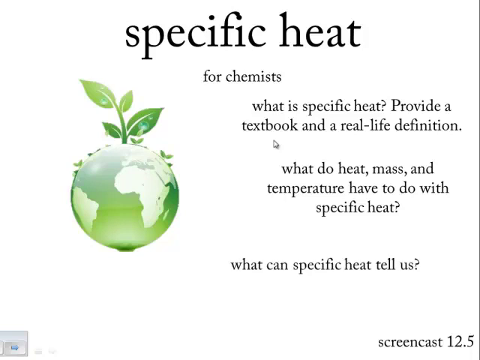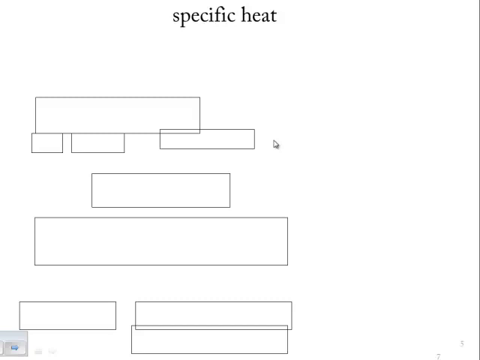We'll ask ourselves, what can specific heat tell us in general? How can we apply it to the real world? And we'll use it to solve a typical problem using specific heat. One of the cool things you can do with it is identify unknown substances, since it is a specific property of a substance.